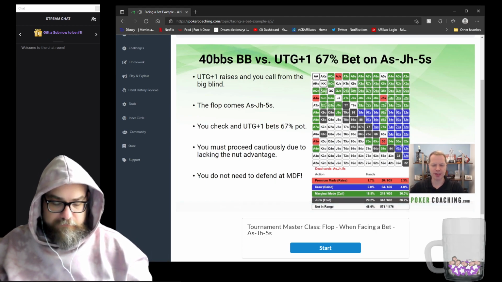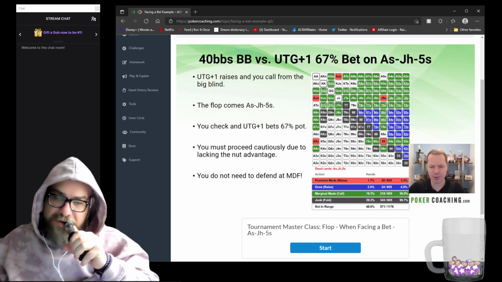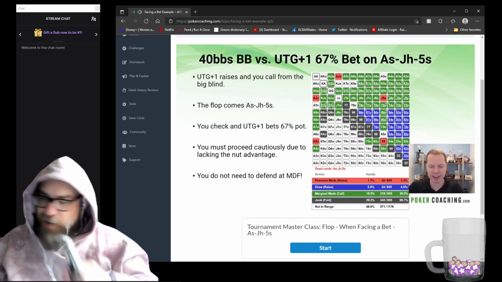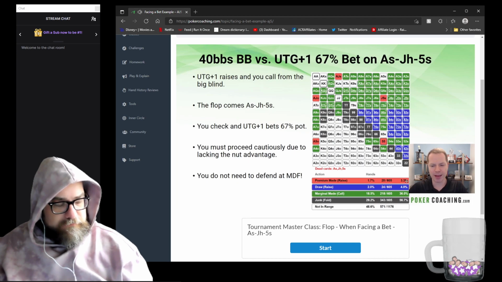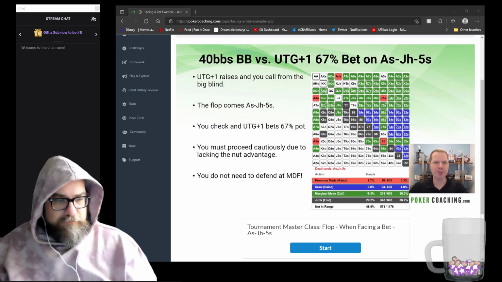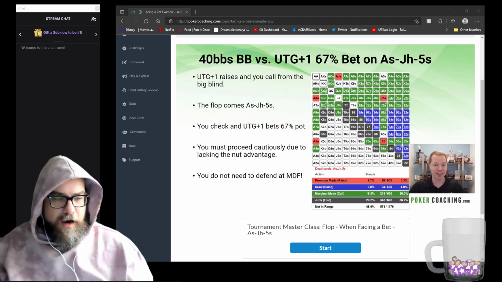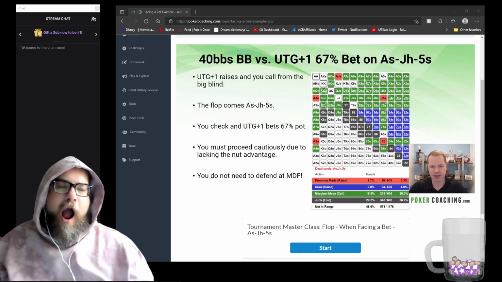Big takeaway here, though, is you don't need to defend anywhere near minimum defense frequency. Notice our draws still make up more than a 1-to-1 ratio here. We can have up to 2 draws to every 1 premium made hand as before. However, when you are at a spot where you have a big range and nut disadvantage, you should be more inclined to play a little bit cautiously with your draws because you're raising into a range that just should be good and should not fold. Therefore, you should not raise with quite as many draws.